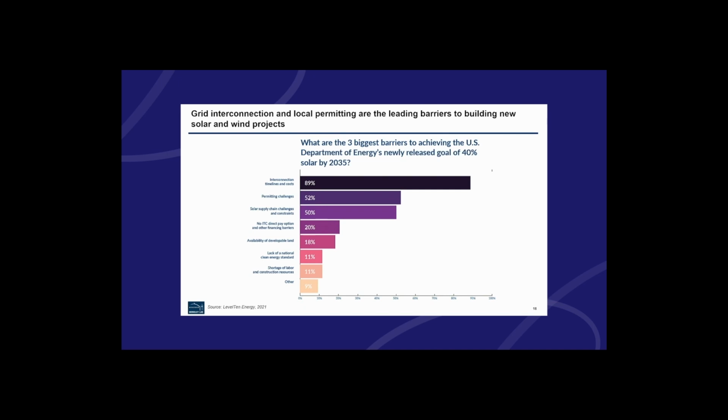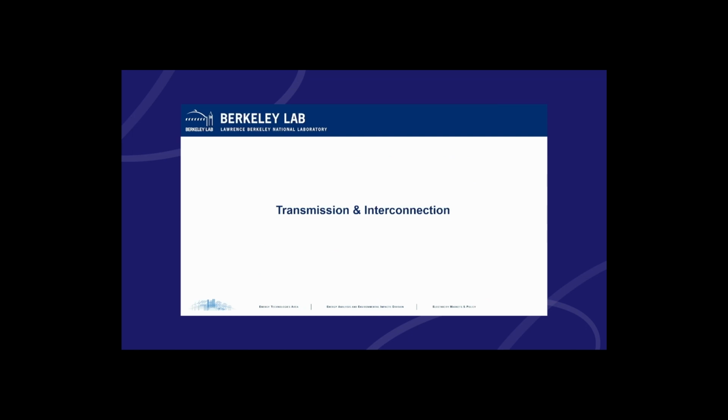Of course, there are other issues. I think this supply chain one is a very big deal, and increasingly, with COVID and the tariffs that we're seeing on solar panels right now, there are definitely a lot of issues, but I'm going to focus mainly on these top two today. All right, so first, starting with talking about transmission and grid interconnection.